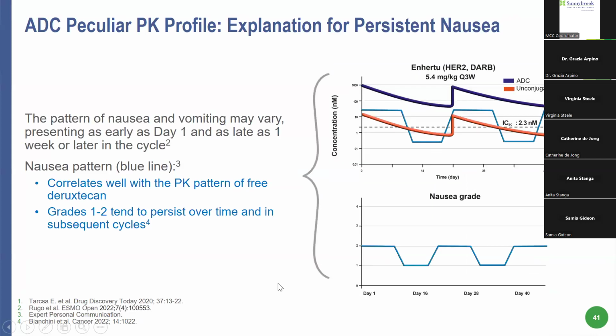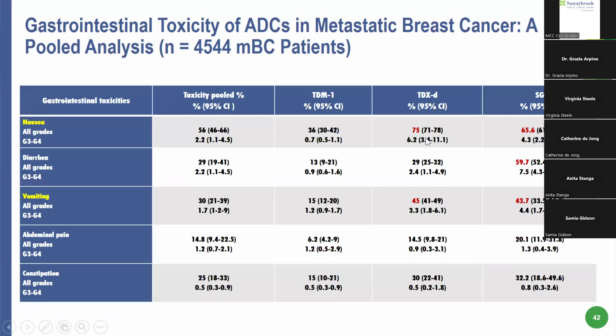So why is deruxtecan causing nausea over the very first 10 days from the infusion? It's probably due to the pharmacokinetics of the drug and the way the drug stays in the body, and the way the unconjugated payload, which is the toxin, stays in the bloodstream. The way nausea and vomiting go through the cycle is almost like the way the drug is metabolized by the body. So this may be a reason why we have these long-lasting side effects.